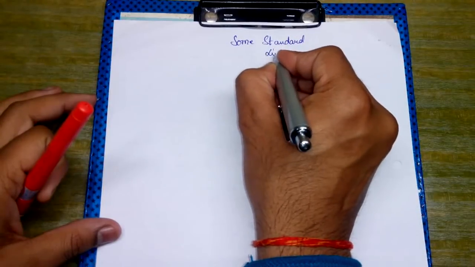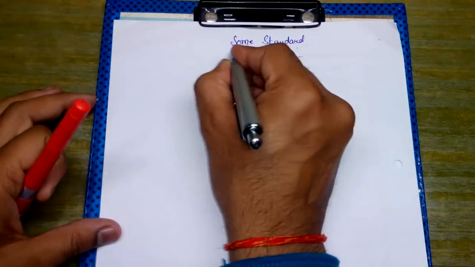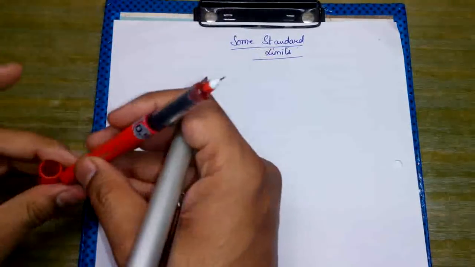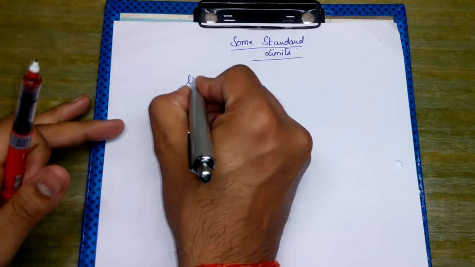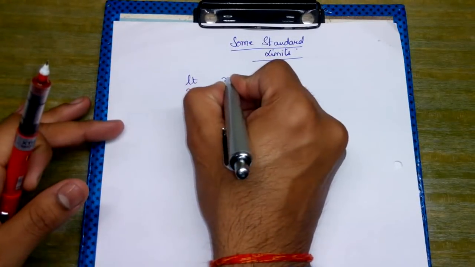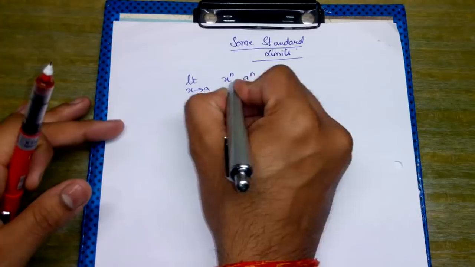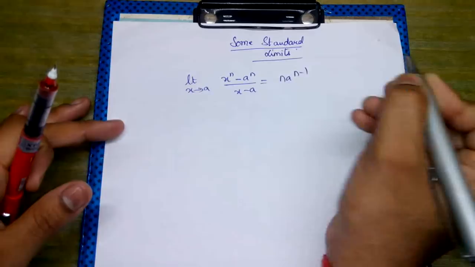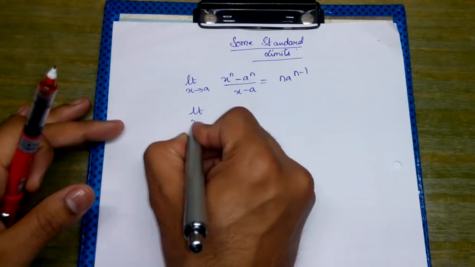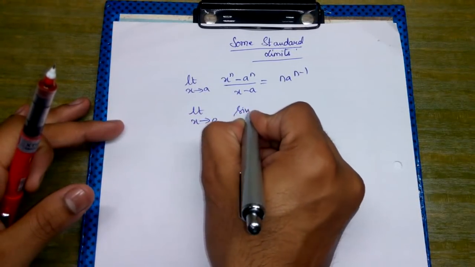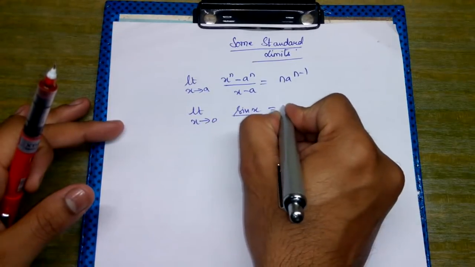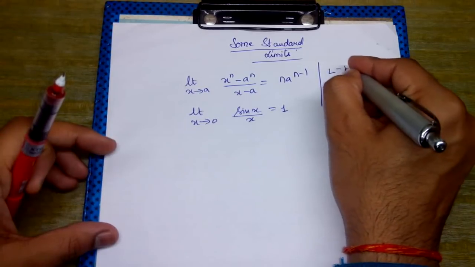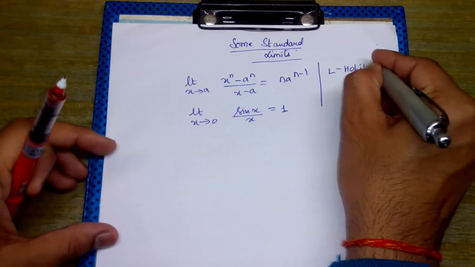Some standard limits, and the standard formulas need to be remembered because sometimes direct formulas can also be asked. So limit x tends to a, (x to the power n minus a to the power n) upon (x minus a) equals n a to the power n minus 1. Then limit x tends to 0, sin x upon x is equal to 1. Now these limits can simply be obtained by applying L'Hopital's rule.